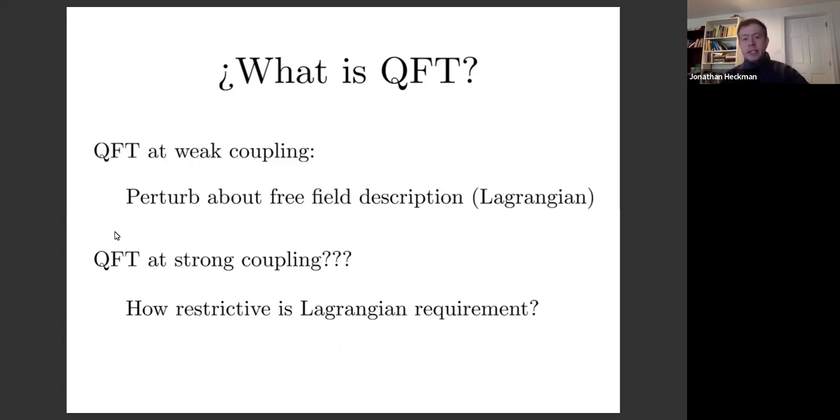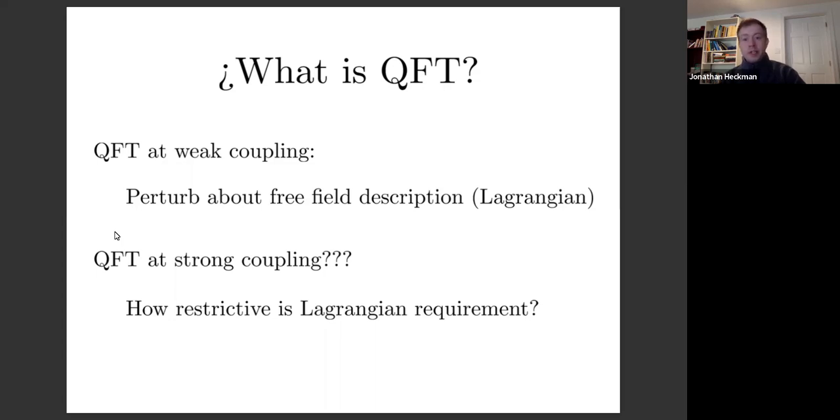In particular, we could ask, how restrictive is the requirement that we have a Lagrangian? And this could mean different things. It could mean that you have a Lagrangian, but it's practically useless. So you have some strong coupling dynamics you can't really speak about in any practical way. Or it could mean that we don't even know what the Lagrangian is, even in principle.